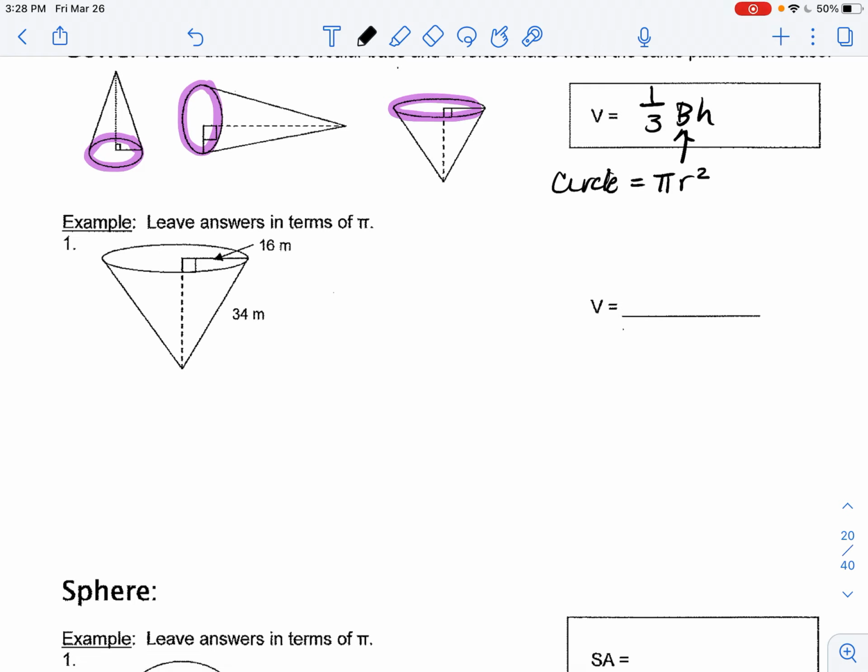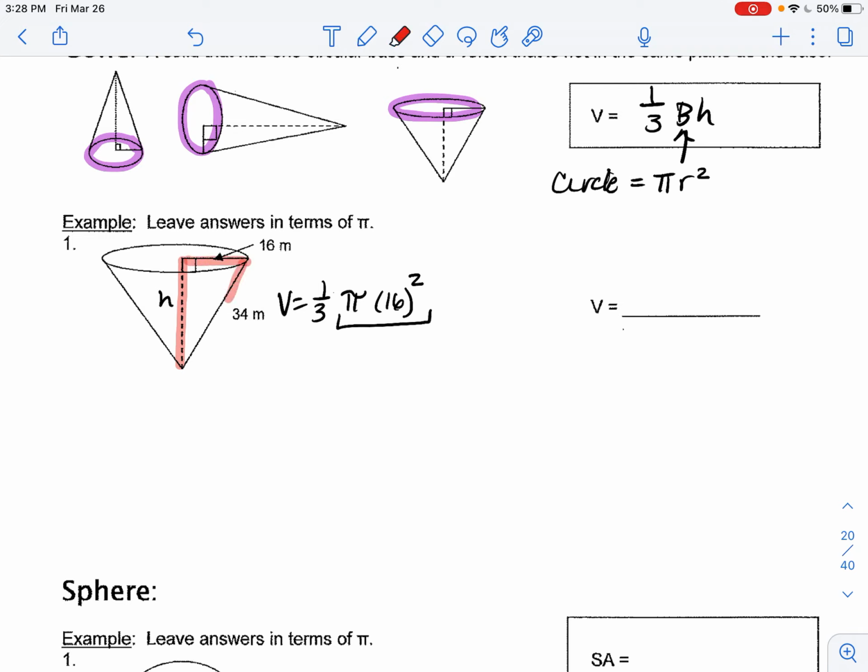All right, so let's see. Volume is pi r squared. Let me go ahead and put in that 1/3. Sorry about that. 1/3 pi r squared times the height. Okay, so we're going to have to do a little bit of calculating again, because we need to find this height. This is the h.